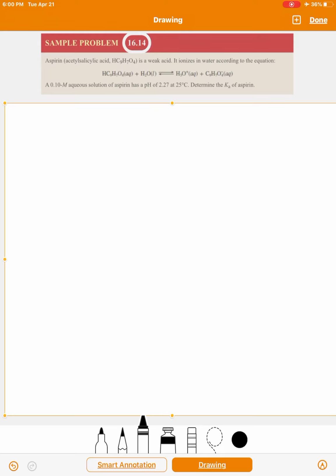Okay, here's sample problem 16.14. Aspirin, which is called acetylsalicylic acid, has the chemical formula HC9H7O4 and is a weak acid. It ionizes in water according to the equation.